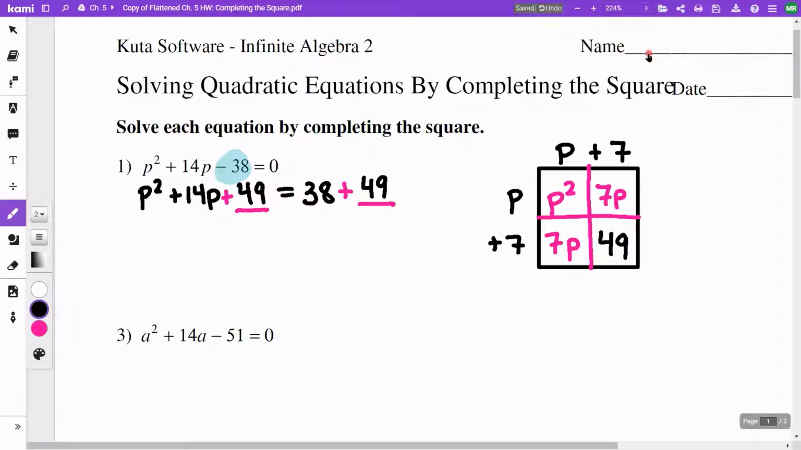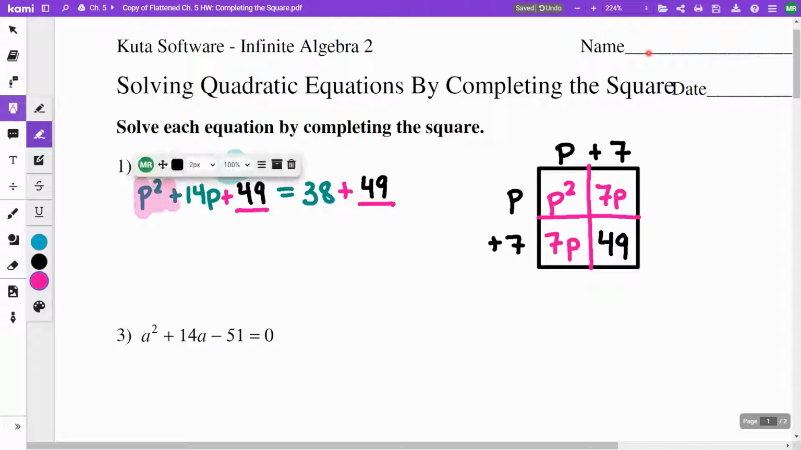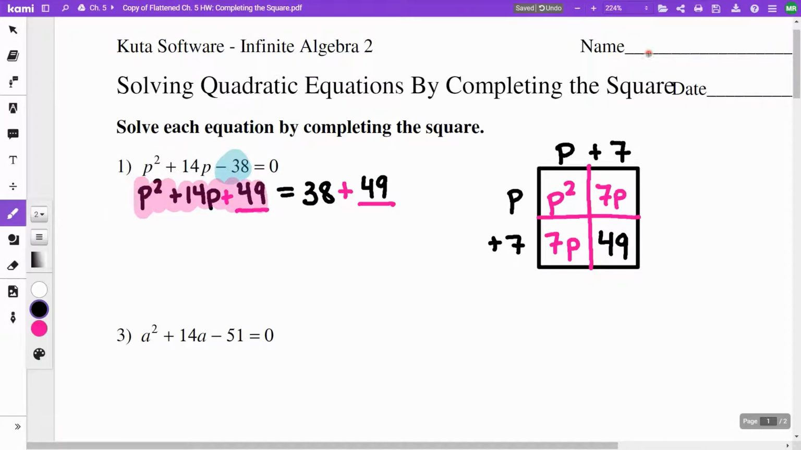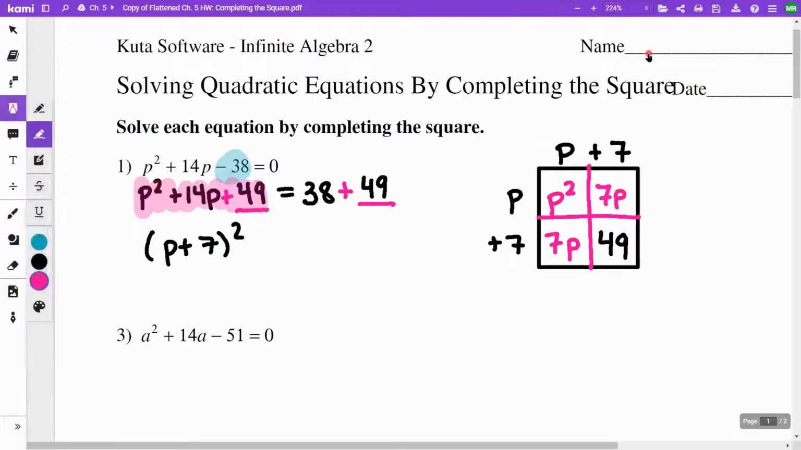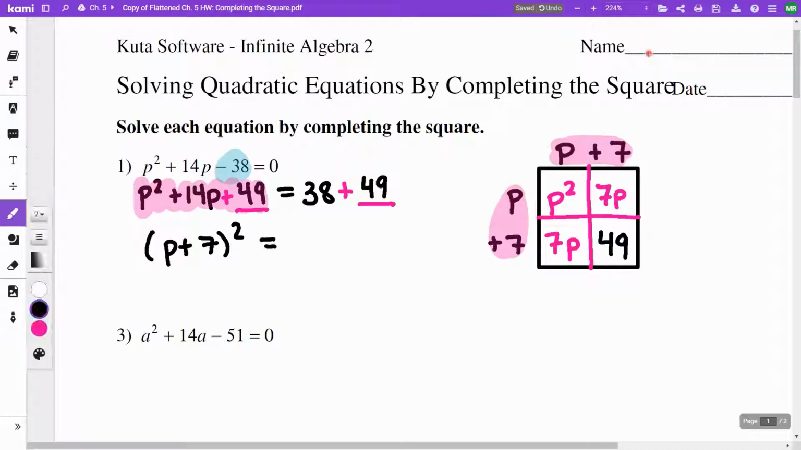Now, the whole reason we did this was because we wanted to make this left-hand side into a perfect square. So it is going to be (p + 7) squared, as you can see from over here, p plus 7, p plus 7. On the other side, when I add that up, I'm going to get an 87. So now it looks like the problem I was working out at the beginning. So I'm going to square root both sides. I'm going to get p plus 7 is equal to plus or minus the square root of 87.